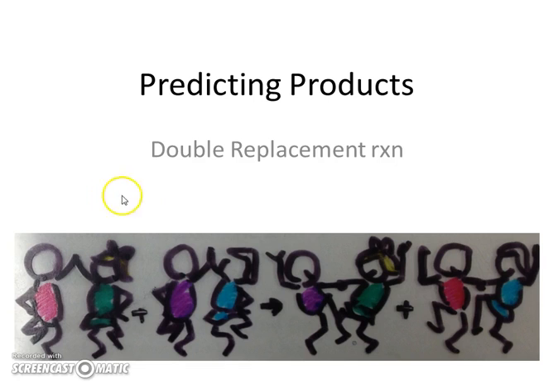Now what's going to happen is this guy is going to leave his partner and he's going to take the place of this guy. And this guy, he gets booted out and he goes to where the first guy was. So essentially, they've just switched partners. That's it.